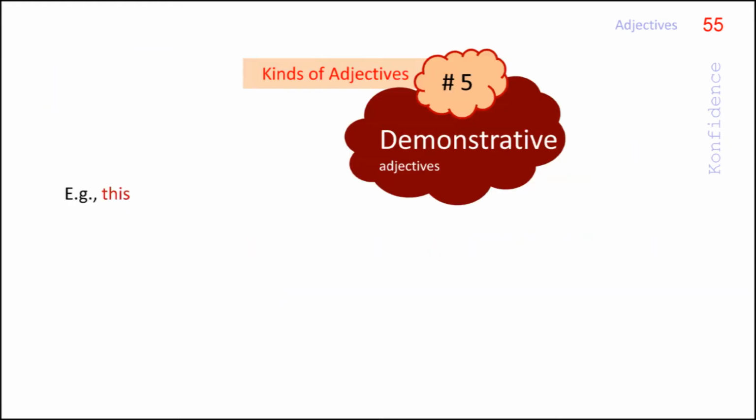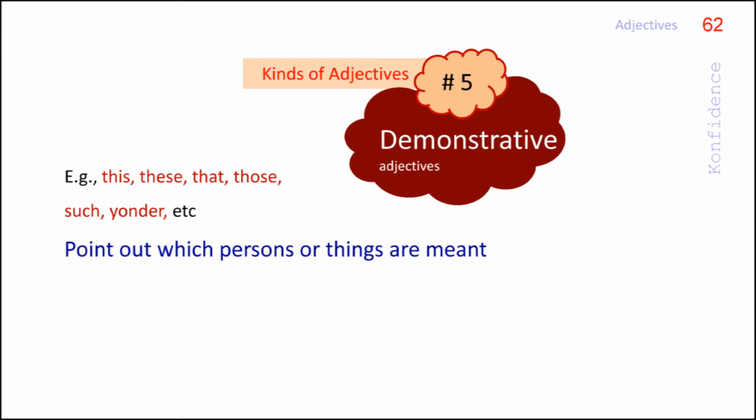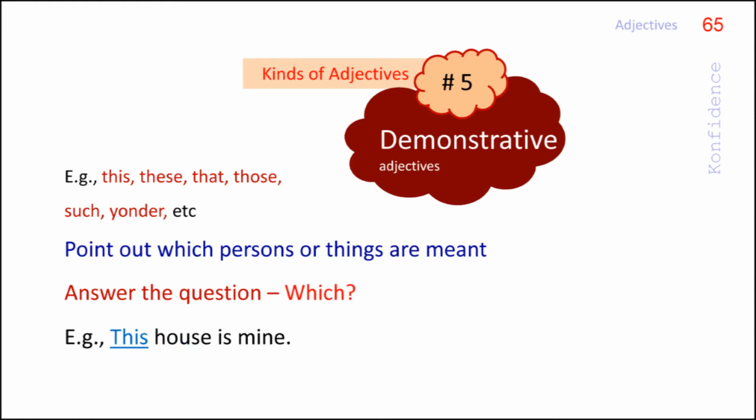The adjectives this, these, that, those, such, yonder, etc. point out which persons or things are meant. So they are called demonstrative adjectives. They answer the question, which. Look at the example given. Which house is mine? This house.